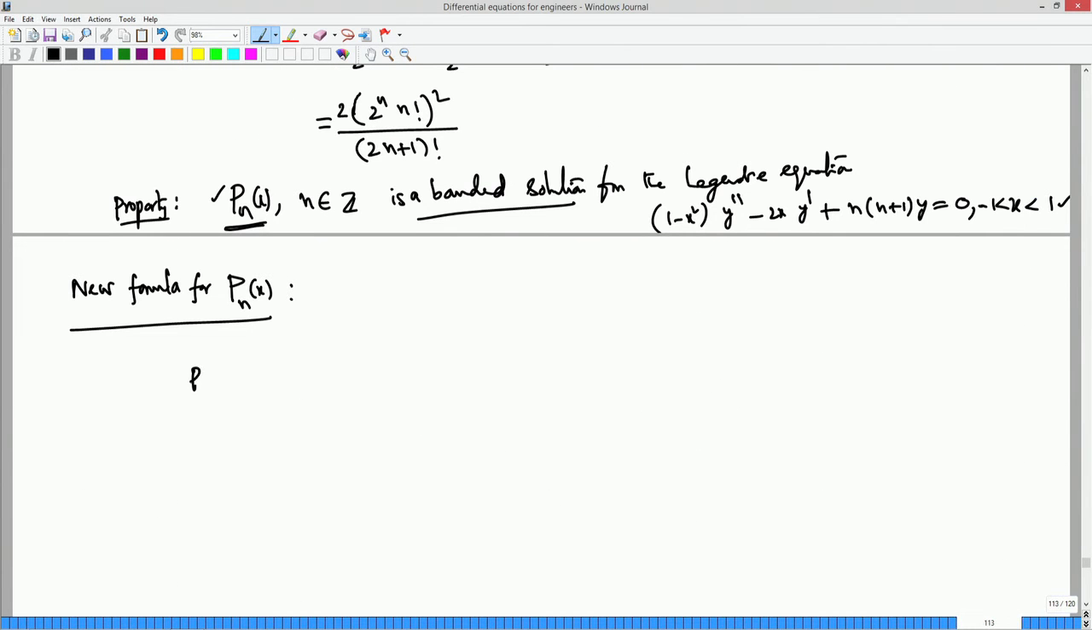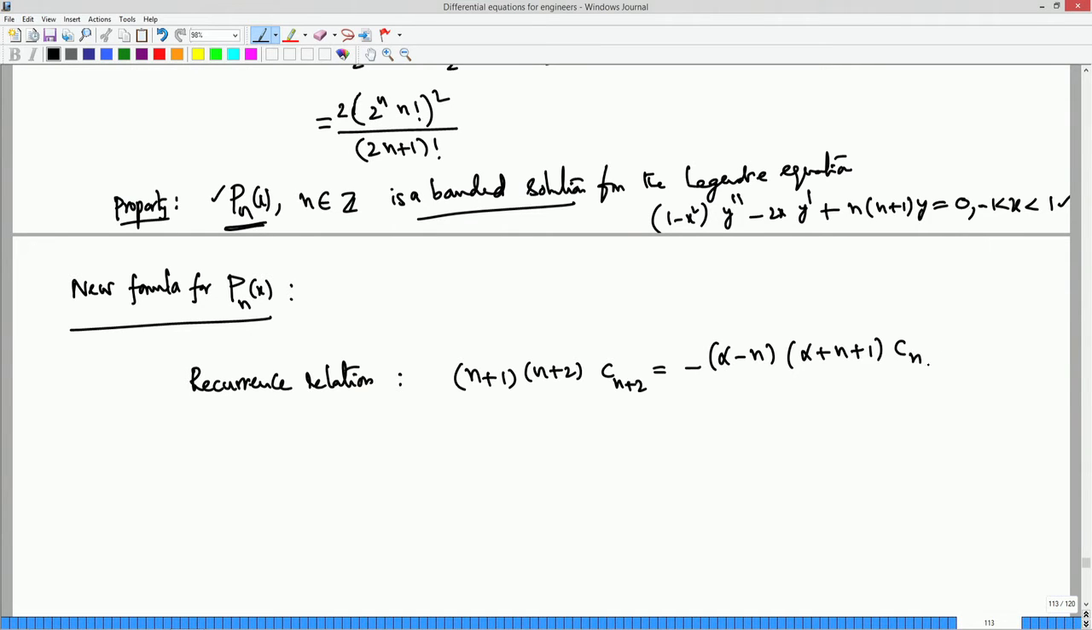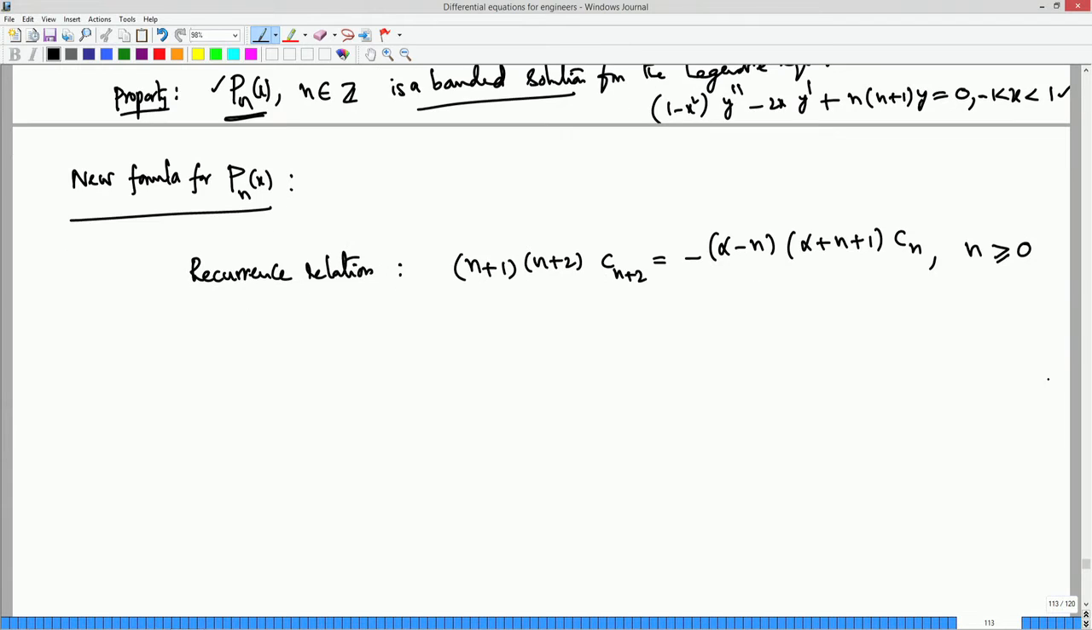So, we use this recurrence relation. n plus 2 times C n plus 2 equals minus alpha minus n into alpha plus n plus 1 into C n, for every n greater than or equal to 0. Here I included both the first two terms that we derived earlier. So, this is true.